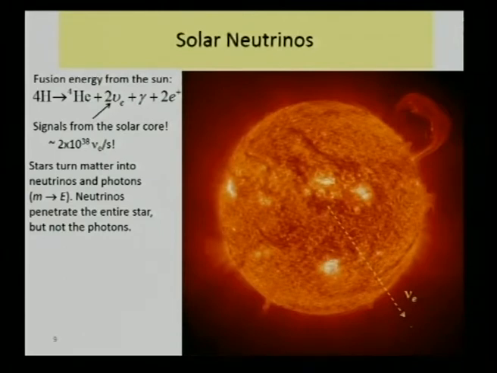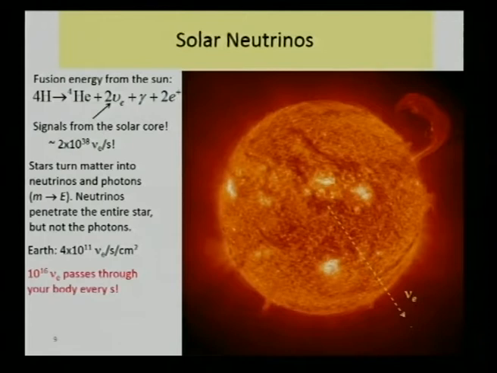Some of them will get here. On Earth, every second, every centimeter squared, we get about 400 billion of such neutrinos. They just pass through the Earth, and you receive a tiny fraction of them. So every second, your body would get about 10 to 16 of such neutrinos passing through you. Okay? And none of them do anything to you, don't worry.